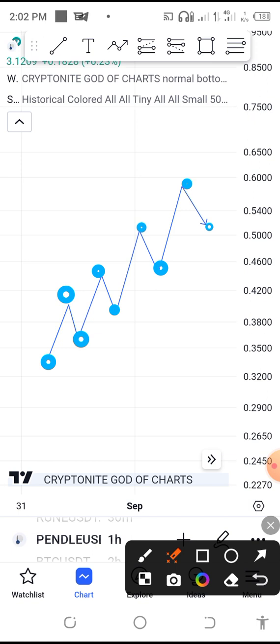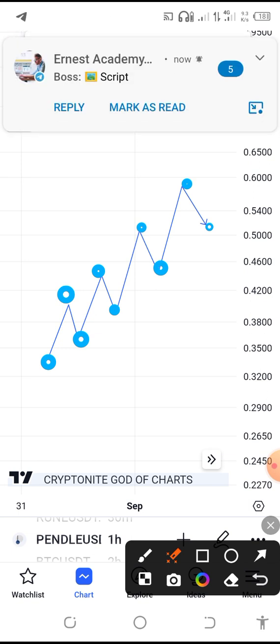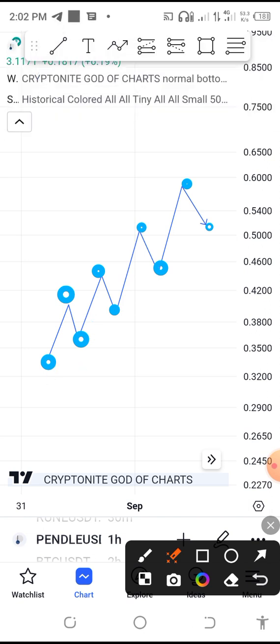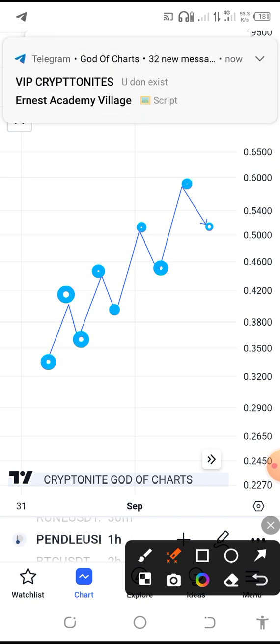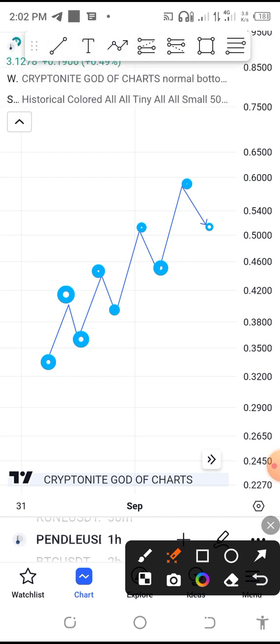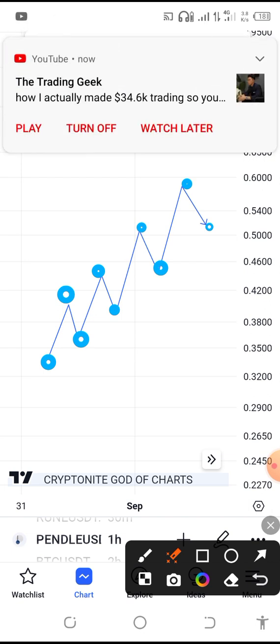Now when they say higher low, these are lows, right? But this low is higher than this low, which is higher than this, so it's making a higher low. So when they say price makes higher highs and higher lows, they mean price is in an uptrend.